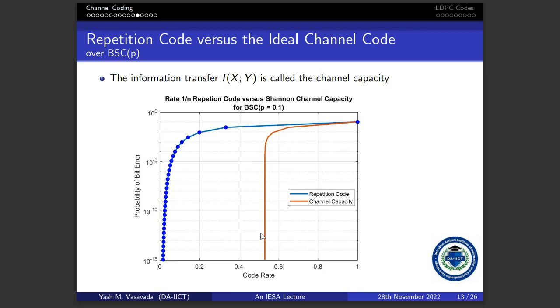That is where the whole name of the game has been since Shannon developed this theory: how to move from this blue chart, which we can do easily. To get any point along the blue chart is not difficult. You just repeat the bit n number of times, and at the receiver, you just do majority voting. To go from blue to red has been the technological challenge of our past 60 or 70 years, and a lot of the advances have actually happened in the last 10 or 15 or 20 years.